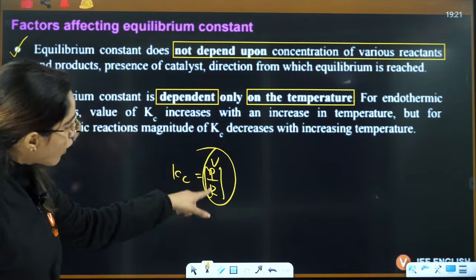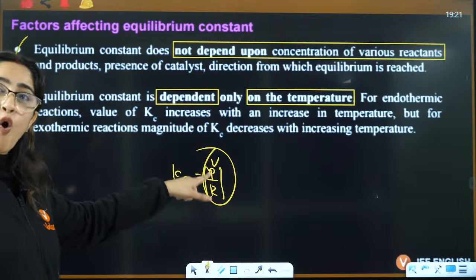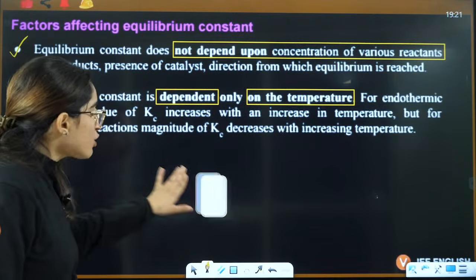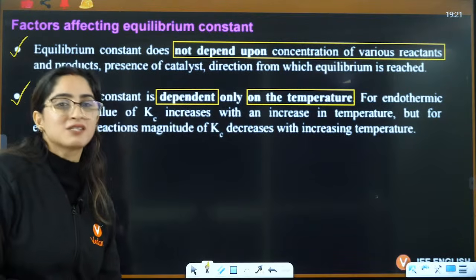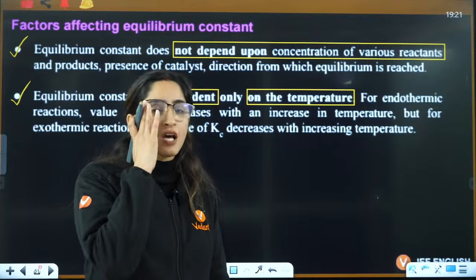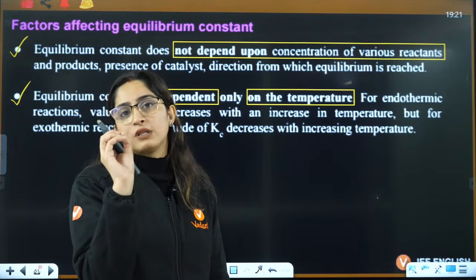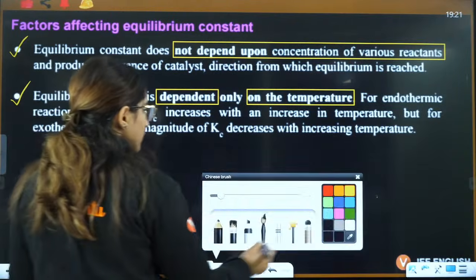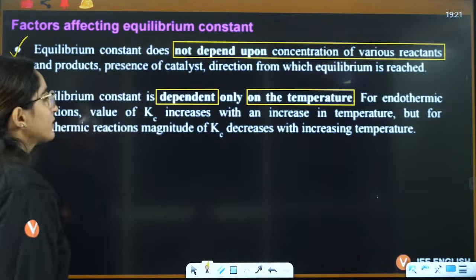But the concentrations, if you see, are also cancelled with each other. So the equilibrium constant will not depend upon the initial concentration, or the catalyst, or the direction from which it is reached. It depends only on the temperature, right? Let's see how it depends upon the temperature.